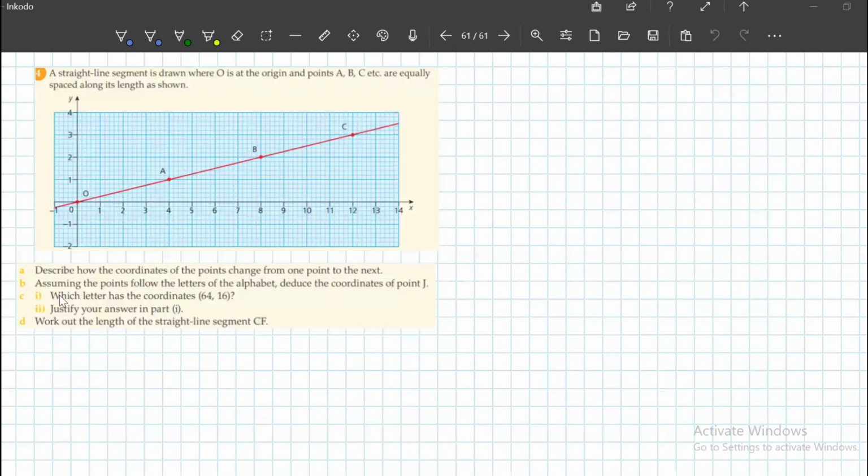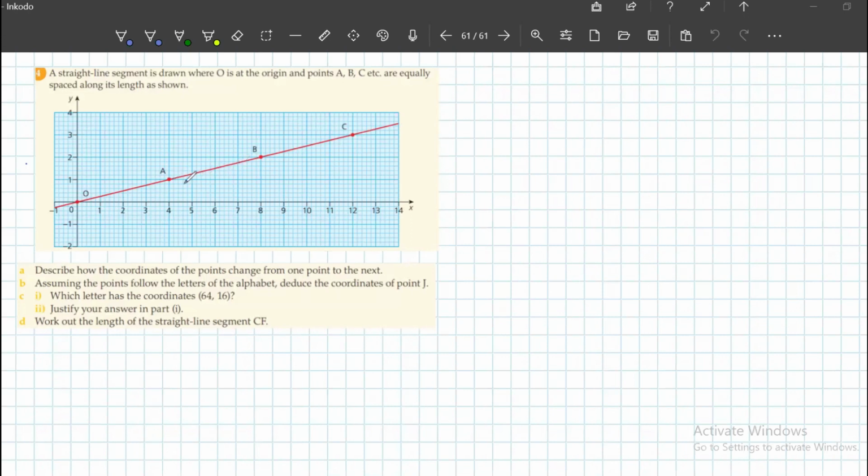Next, we have question number 4. In this question, a straight line segment is drawn where O is the origin and points A, B, C, etc. are equally spaced along its length as shown. Along the x-axis and y-axis, you can see that the one line represents a few points, which are O, A, B, C, but all have equal distance. If you check carefully, from O to A we have 4 units right and 1 unit up.